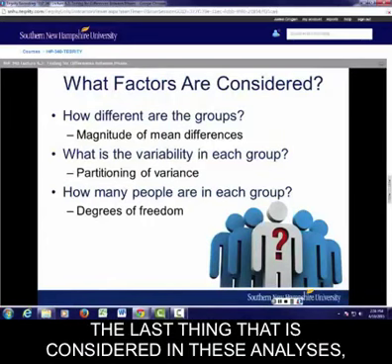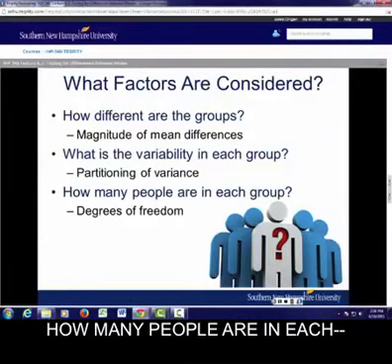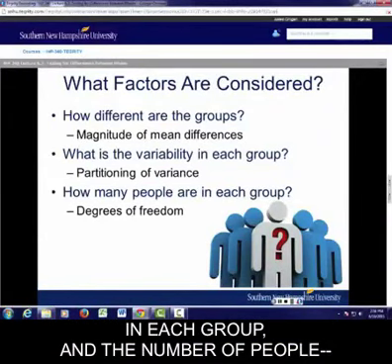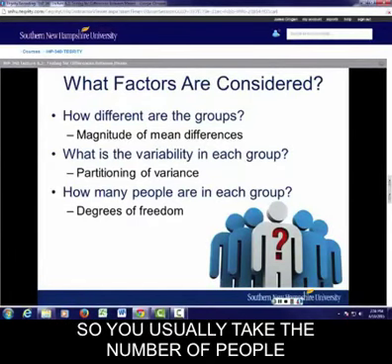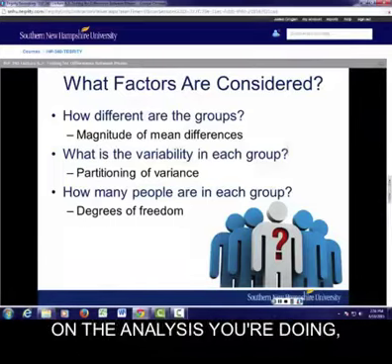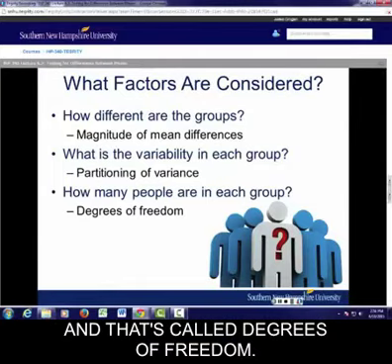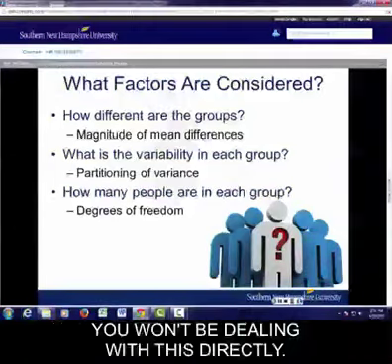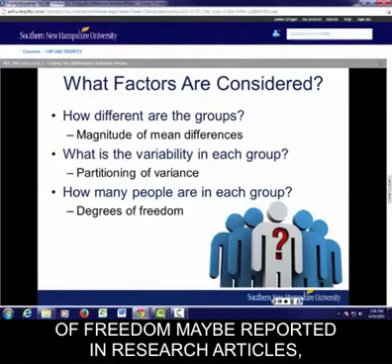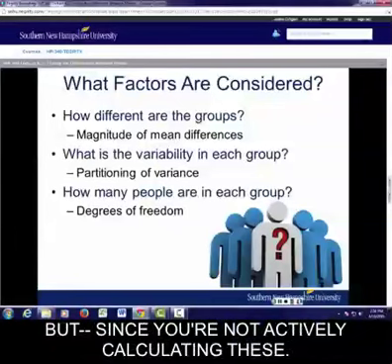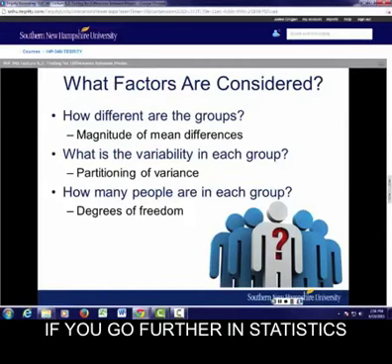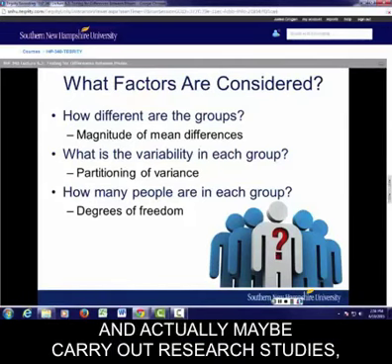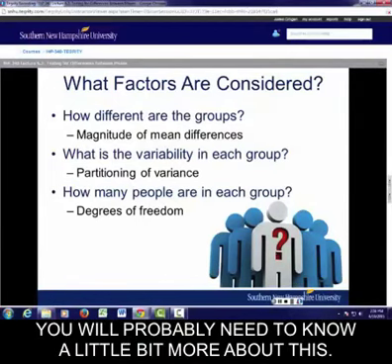The last thing that is considered in these analyses is how many people are in each group. And the number of people, another way to look at that is called degrees of freedom. So you usually take the number of people and you minus 1 or 2 depending on the analysis you're doing, and that's called degrees of freedom. You won't be dealing with this directly. You'll probably see degrees of freedom maybe reported in research articles, but since you're not actively calculating these, you're not going to need to really deal with this much. If you go further in statistics and actually maybe carry out research studies, you will probably need to know a little bit more about this.